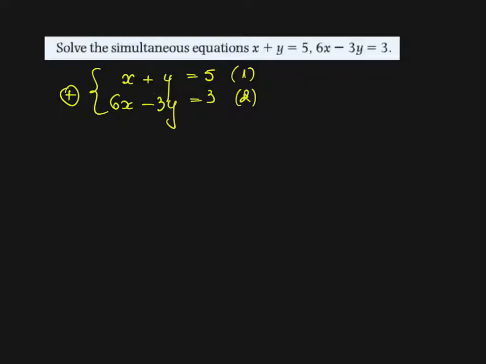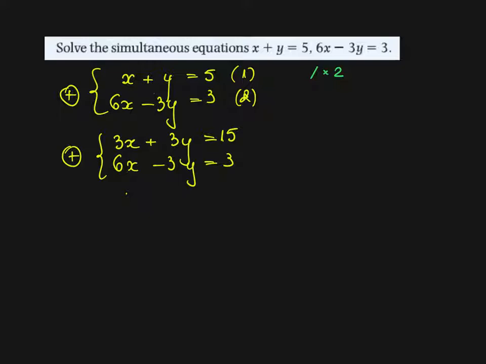So I'm going to multiply all sides of the first equation by 3, and I will get 3x plus 3y equals 15. I write the second equation below, always I go with both of them. And now if I add the two equations, I will get 9x equals 3y minus 3y will give me 0 equals 18. And if I divide both sides by 9, I will get x equals 2.